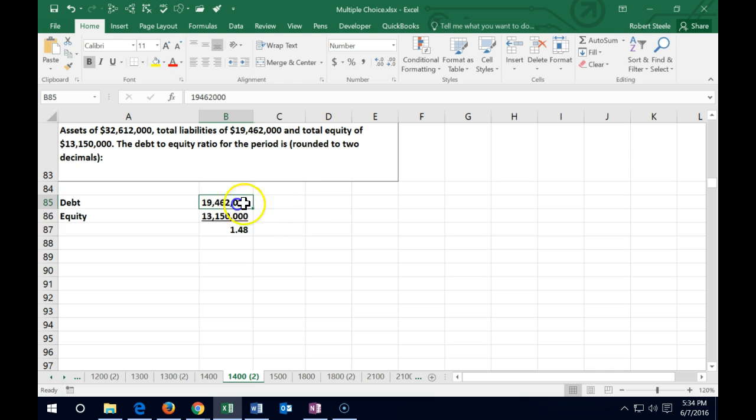So notice the debt is greater than the equity. Remember what the equity represents. Assets minus liabilities equals equity. It's kind of like the book value of the company, and therefore the debt is greater than the equity in the company.